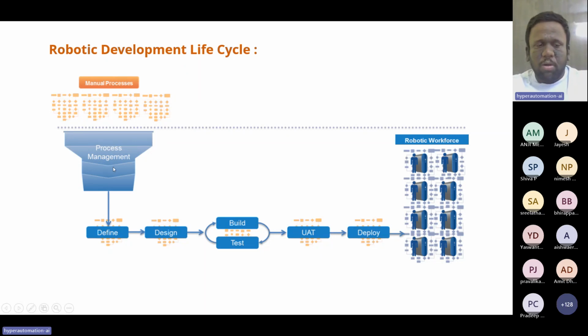The first phase, which we call the process management phase or the discovery phase, will help us in understanding whether the process can be automated or not. In the first phase, the client comes to us stating that they want this process to be automated, which we call the requirement gathering phase. Once the requirement gathering is done, we assess whether the process can be automated using a document called the initial feasibility checklist or initial feasibility analysis.